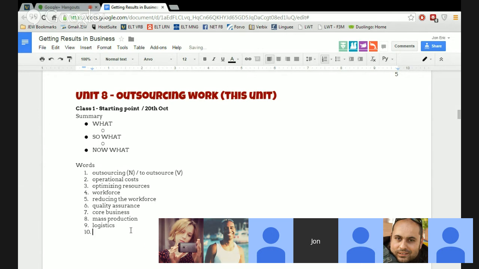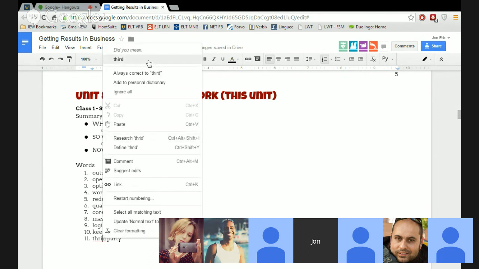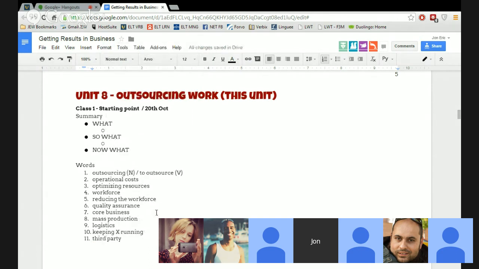Raphael said, keeping the company, we'll put X, running. It's a good expression to keep in mind. Also third party. Third party, not third person, but third party. Okay, it's a pretty good list of vocabulary for outsourcing, and all we've done is just talked about some general things. It's not bad at all.